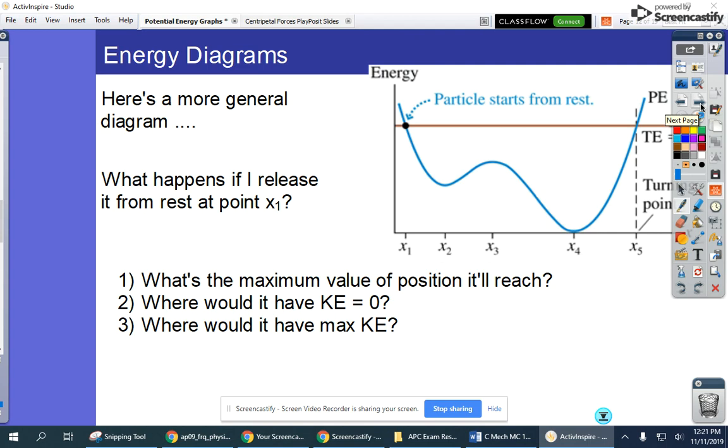So here's a question for you. If I release it from rest at point x1, where is the maximum value of position that it will reach? Where would it have zero kinetic energy, and where would it have maximum kinetic energy?